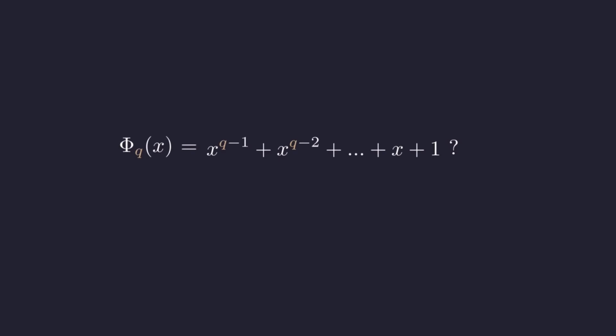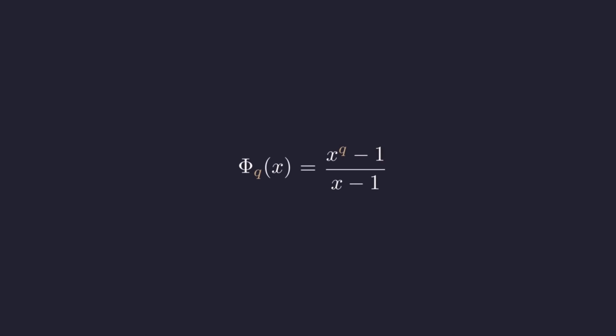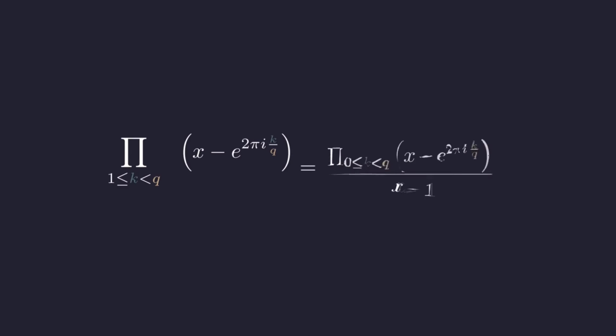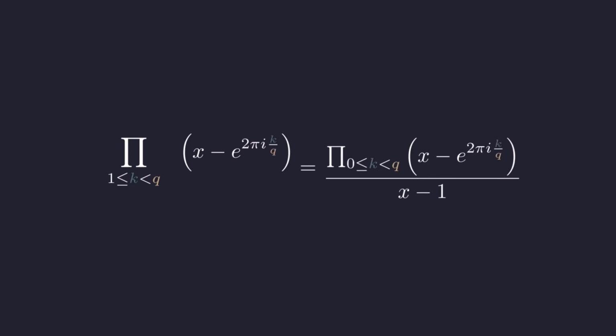In fact, you would be correct, and you could begin proving this by rewriting the right-hand side using the geometric series formula. We can rewrite the left-hand side using our definition from earlier, and observe that k being relatively prime to q is the same as q not dividing k. If k is at least 0 and less than q, then the only way that q can divide k is if k equals 0, so our set of conditions just becomes 1 is less than or equal to k is less than q. On the right-hand side, we can factor x to the q minus 1 using the qth roots of unity. Observing that the denominator is just x minus e to the 2 pi i 0 over q, and canceling terms, we end up with the same thing on both sides of the equation.